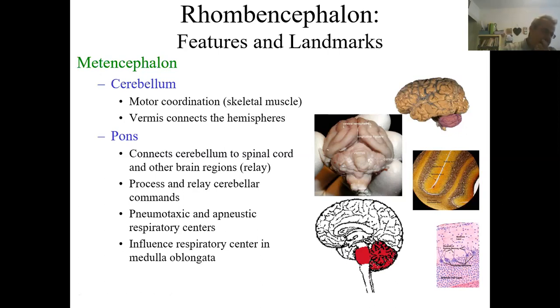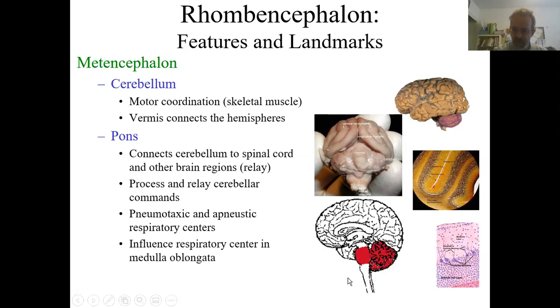Now, if you had damage to your pons, you would still be breathing, but your breathing would be very irregular. So it influences how fast or how slow, how deep or how shallow we breathe. By way of two distinct areas, we have the pneumotaxic region and the apneustic region. Those are two regions within the pons that are responsible for regulating the actual process of breathing, which actually occurs in the medulla. The medulla is where the main breathing center is.